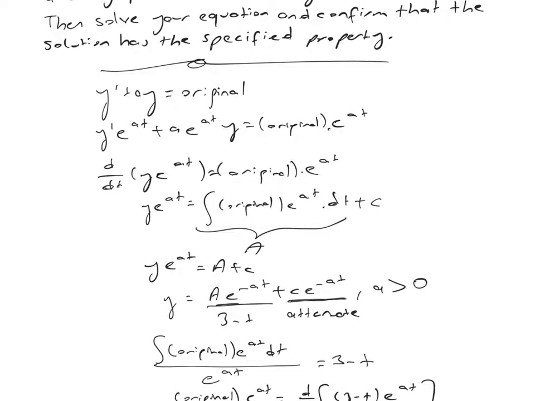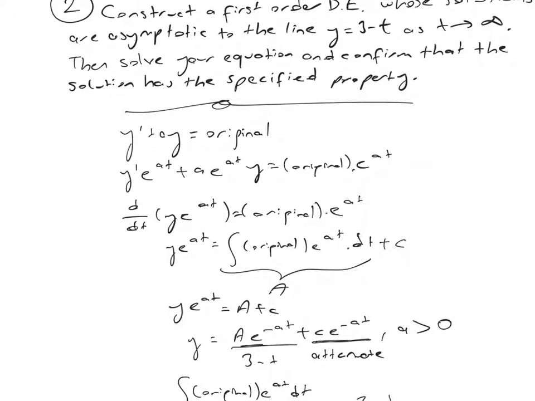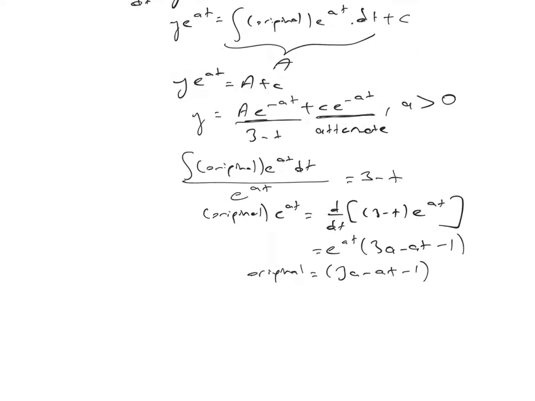If we turn back to the beginning, y prime plus ay is equal to the original part. So y prime plus ay is equal to 3a minus at minus 1. This is the differential equation that we were asked for.